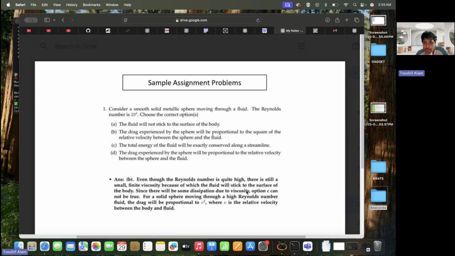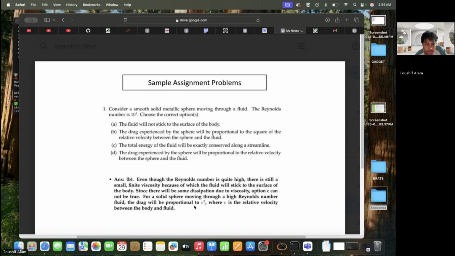Since there will be some dissipation due to viscosity, option C cannot be true. Total energy will not be conserved along a streamline, because there will be dissipation due to viscosity. Whenever there is viscosity, the energy cannot be conserved. For a solid sphere moving through a high Reynolds number fluid, the drag will be proportional to v square, where v is the relative velocity between the body and the fluid.